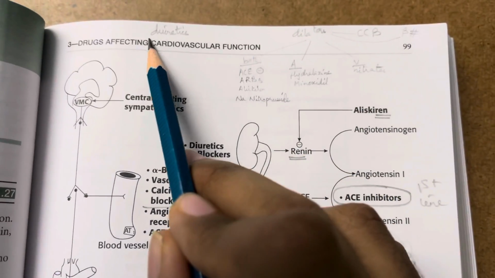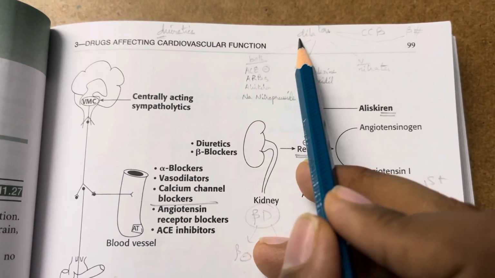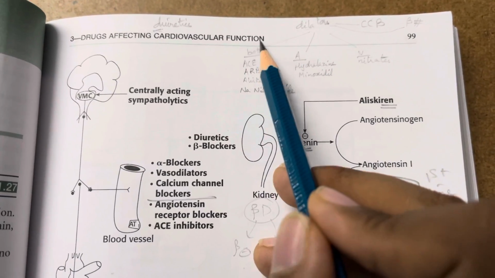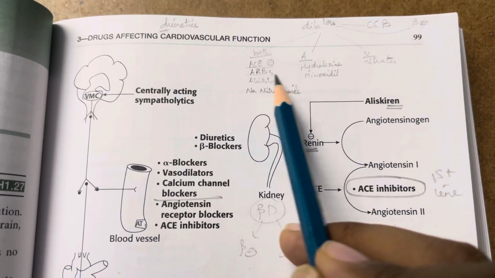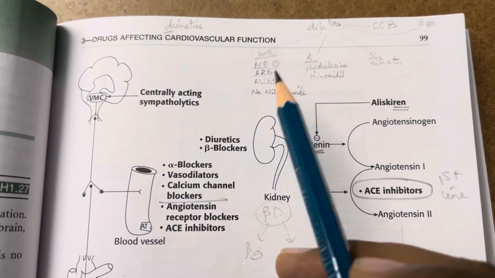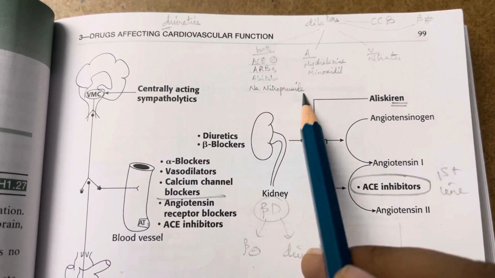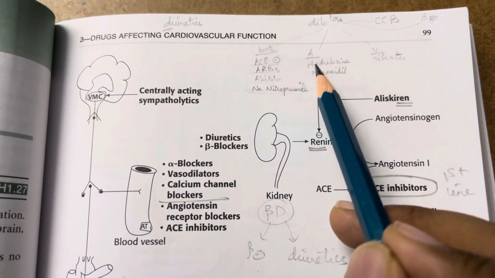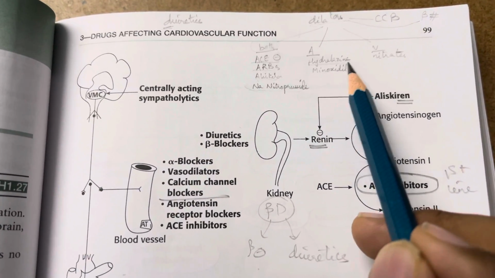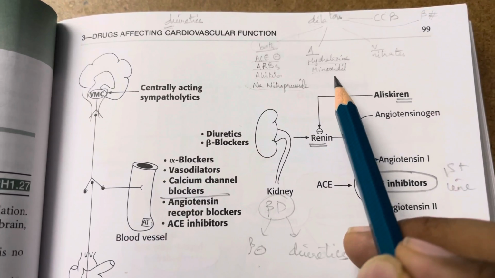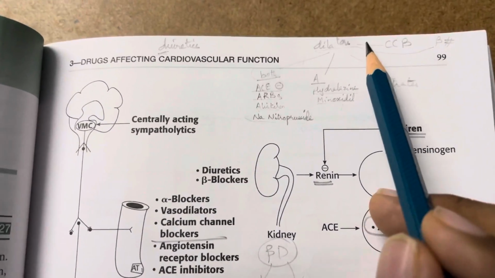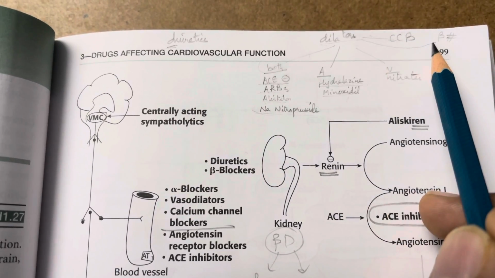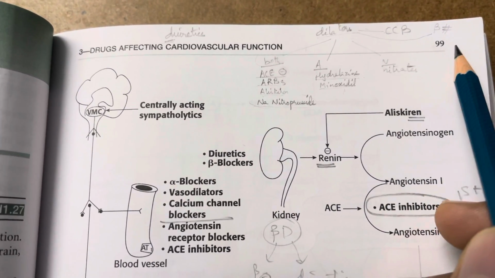So, classification of antihypertensive drugs: first use diuretics, okay, then use dilators. For both arterioles, arteries and veins, you have ACE inhibitors, angiotensin receptor blockers (ARBs), aliskiren, direct renin inhibitors, and sodium nitroprusside. Only the arterioles, you have hydralazine, which is safe in pregnancy, and minoxidil, a K plus channel opener. And then for the veins, you have nitrates. Next, you can also use calcium channel blockers and beta blockers, and also alpha adrenergic blockers.